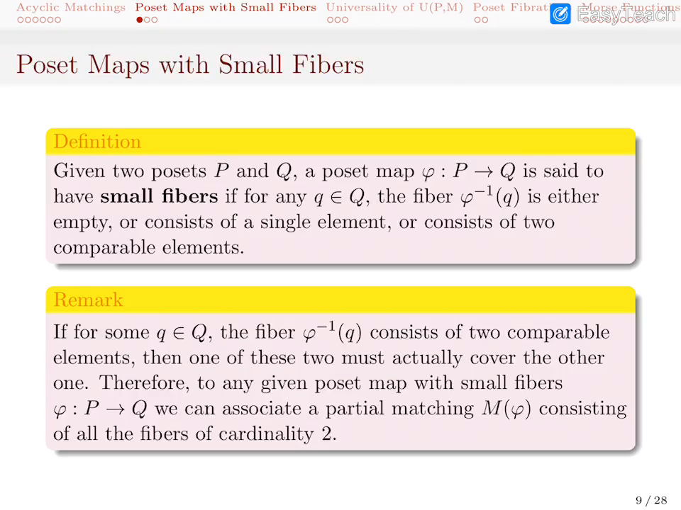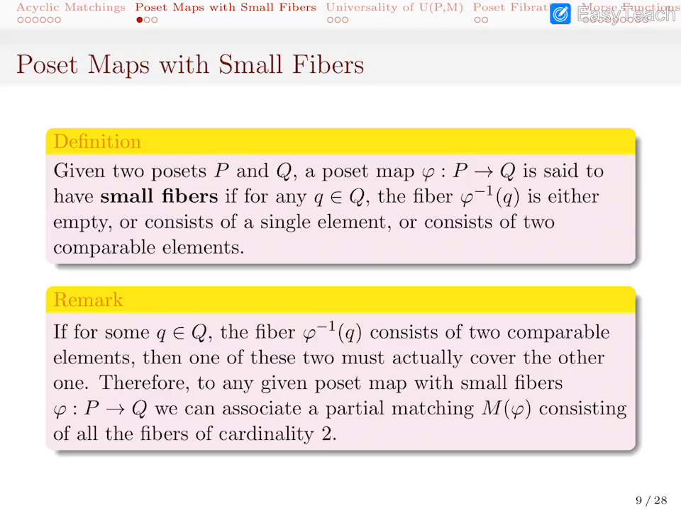So we'll now discuss poset maps with small fibers. Given two posets P and Q, a poset map phi from P to Q is said to have small fibers if for any q in Q, the fiber phi inverse of q is either empty, or consists of a single element, or consists of two comparable elements.